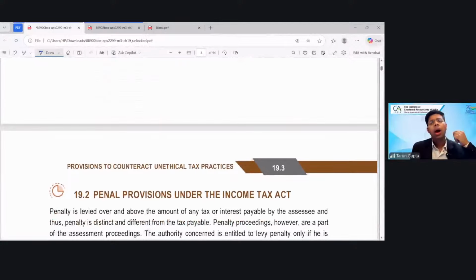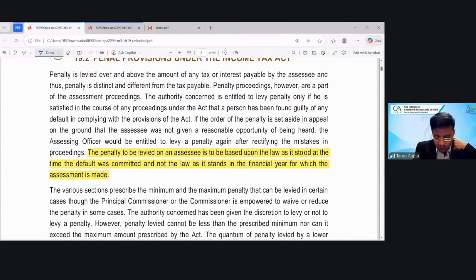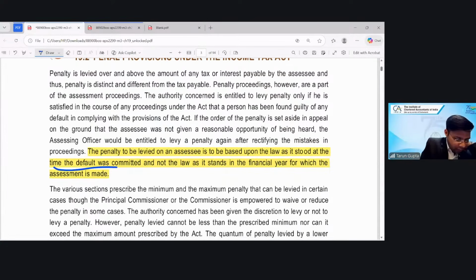So firstly, which law is applicable on penalties? I mean to say, whether you will apply the law of the year in which the default commits, or the law of the year in which the penalty order is passed. The law which was in force on the date on which the default commits is the law which is applicable. So the penalty levied on the assessee is based upon the law as it stood at the time the default was committed, and not the law as it stands in the financial year for which the assessment is made. So clear?